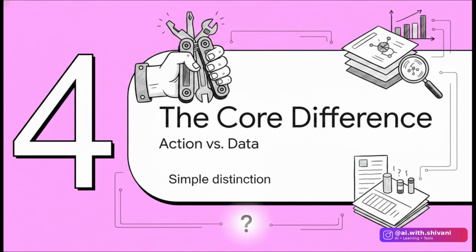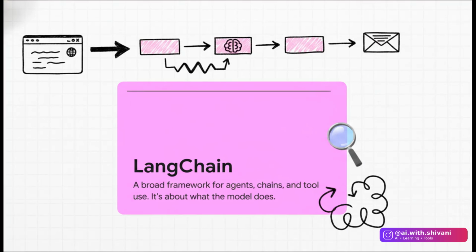Okay, so now you've got two super powerful toolkits, right? The multi-tool and the data specialist. So, how do you know which one to reach for when you're starting a project? Well, it actually boils down to a really simple distinction. Is it about action or is it about data? Here's how to think about it. When you want your AI to do a series of things, I'm talking like search the web, then analyze what it finds, and then draft an email based on that, that's a job for LangChain. It's all about building these chains of logic and giving your AI tools it can actually use.